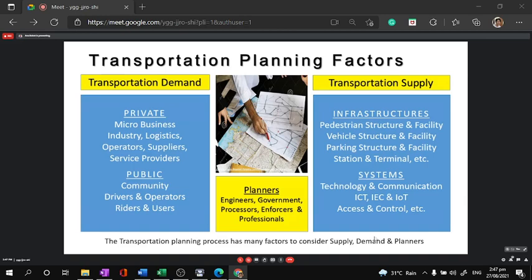So let's go back to planning factors then. In planning factors, we have demand and supply, and we have the planner. So the demand is from the road users, the supply is from the designer of the road, which will build the infrastructure and the systems and the projects as well as the programs. The planner will incorporate everything based on the surveyed data. So we need to do surveys then.